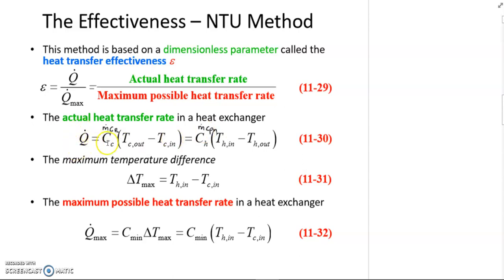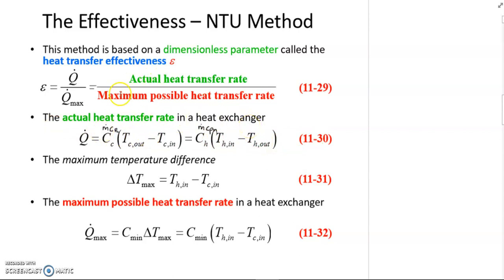So Q is equal to heat capacity multiplied by the delta of T C out minus T C in. Remember, it's always higher temperature minus lower temperature. Same thing here, T H in is higher than your T H out, so you take the bigger temperature at front minus the lower temperature. Make sure your answer is a positive value. So that is your actual heat transfer rate.